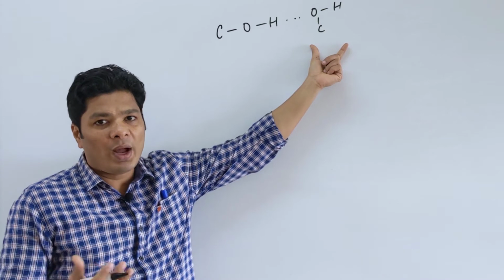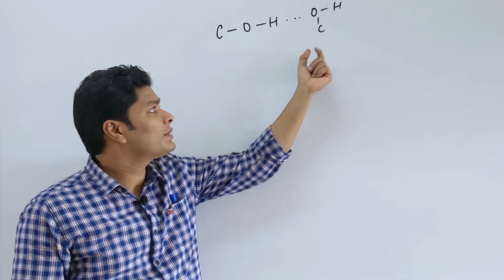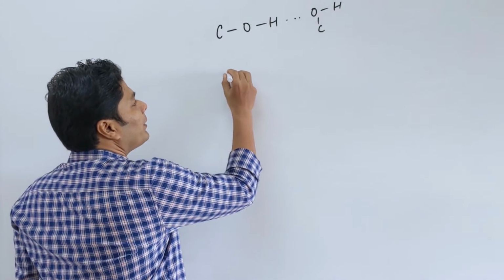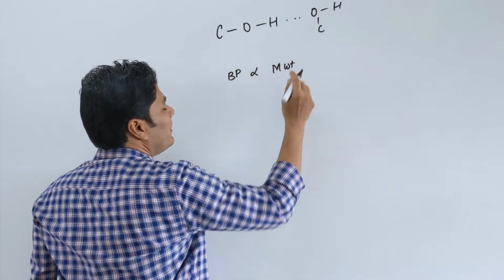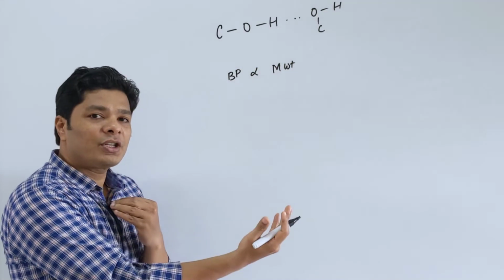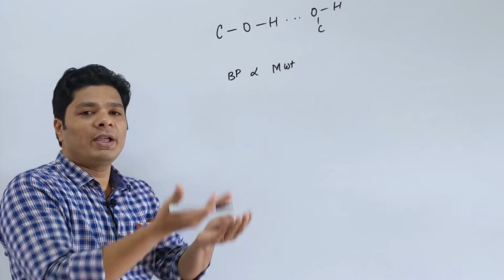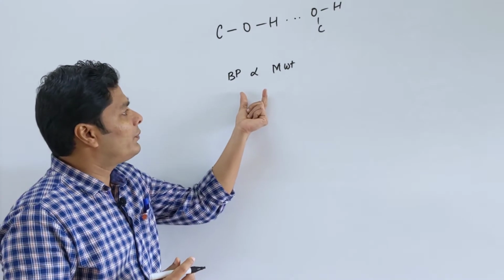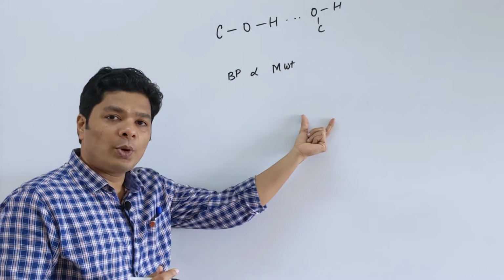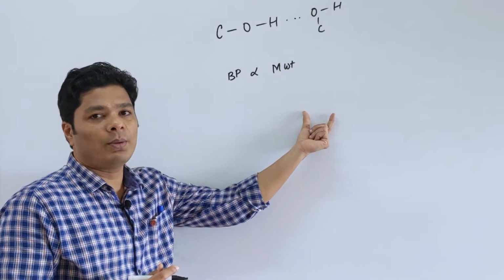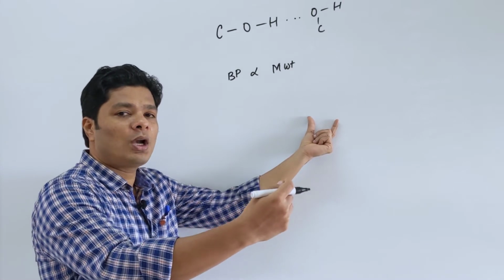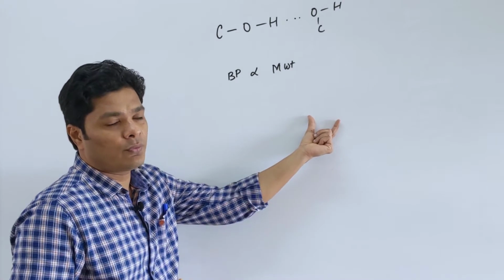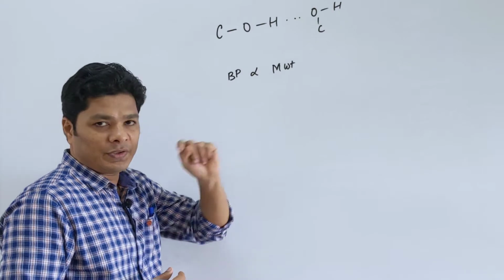So the trend that you have to remember in boiling point is, boiling point is proportional to molecular weight, meaning the larger the molecule, the harder it is to make it go into the vapor phase. So if you take ethanol versus propanol, propanol will have a higher boiling point. Propanol will have a lower boiling point compared to butanol. Butanol will have lower compared to pentanol and so on and so forth. So this is the first trend.